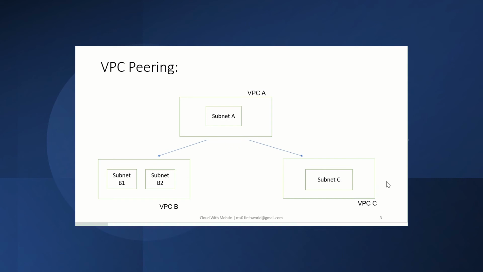But what we mean by transitive peering is that it should be a one-to-one connection only. If VPC B needs to talk to VPC A, it should talk directly, not via another VPC. If VPC B needs to talk to A, it shouldn't go first to VPC C and then to VPC A. That is not the case. That is what is called transitive peering, and it is not allowed: VPC B must connect to VPC A directly without any intermediary.